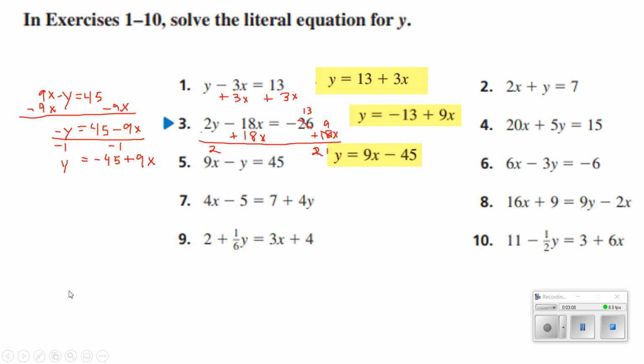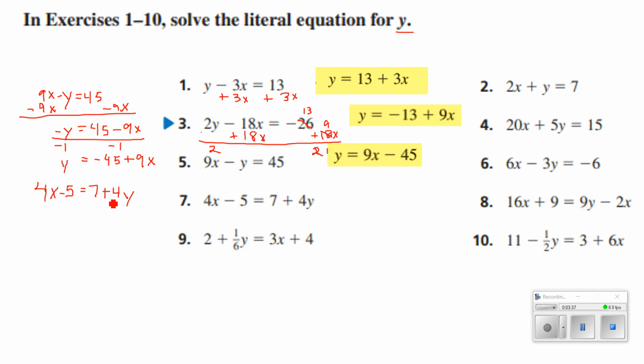All right, number 7 is next. I'm going to put it over here. I got, oh, I'm sorry, I was writing. I got 4x minus 5 equals 7 plus 4y. Remember, we're trying to find out what y is every single time.